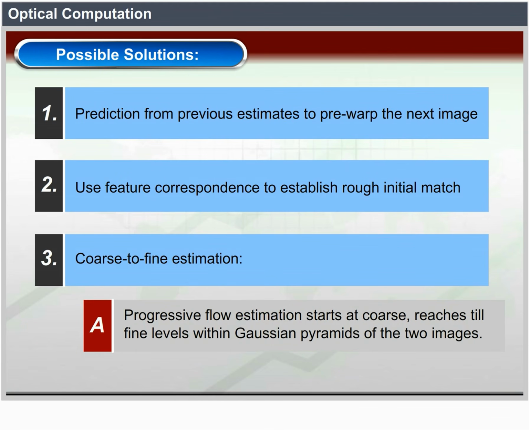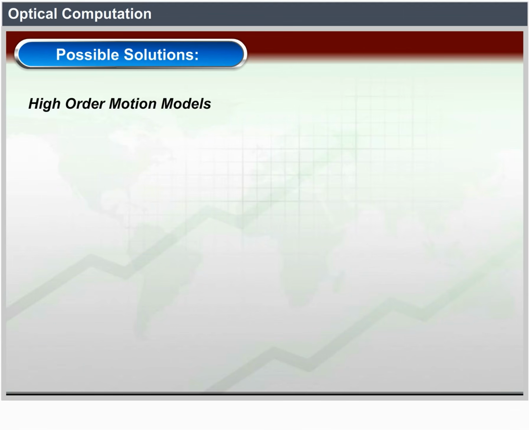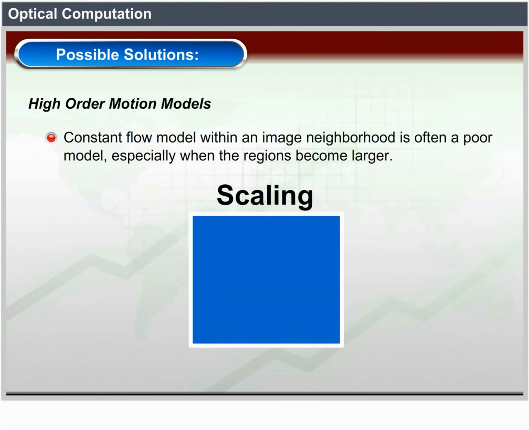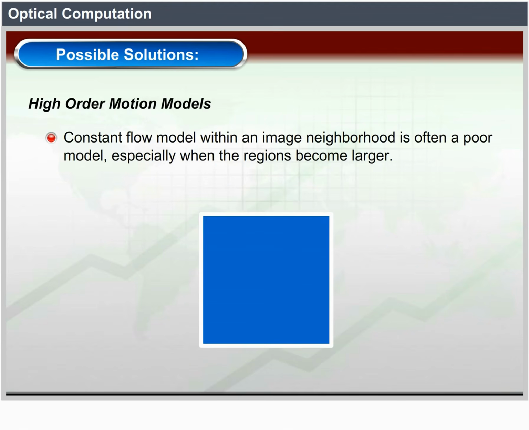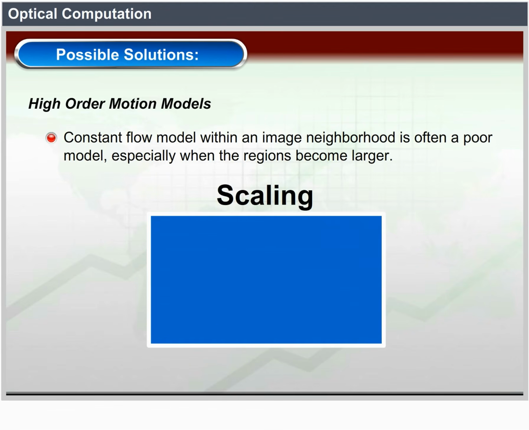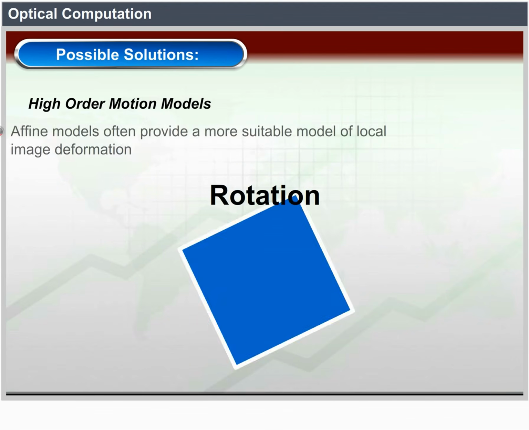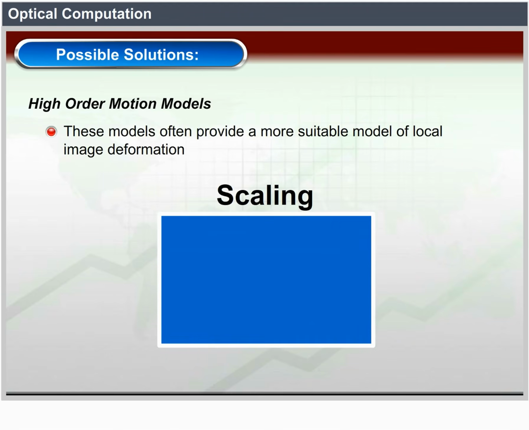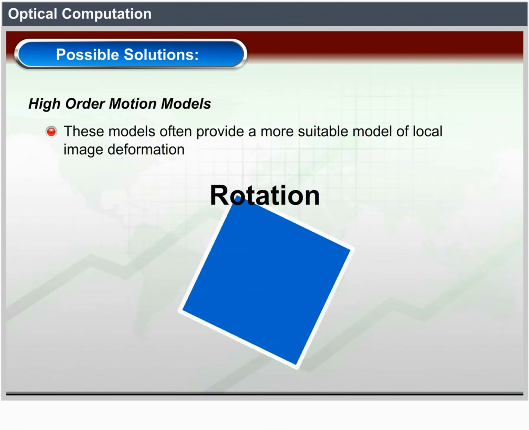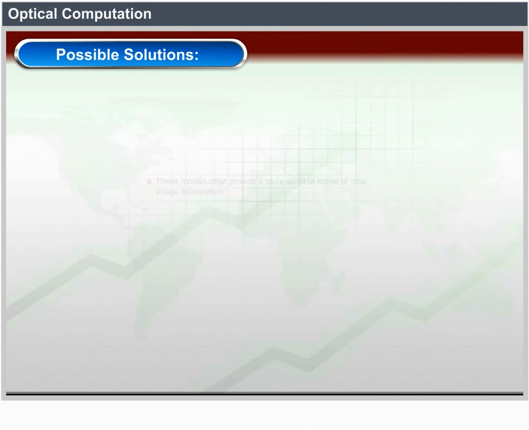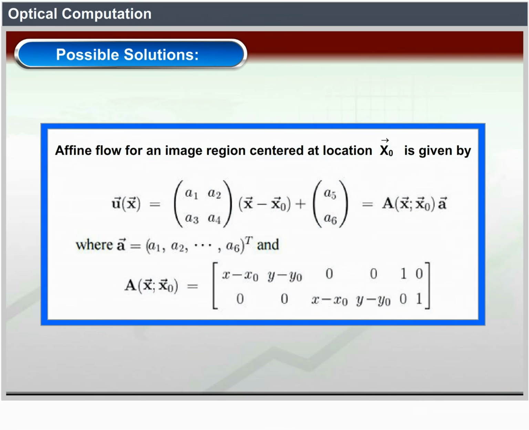High-order motion models. Constant flow model within an image neighborhood is often a poor model, especially when the regions become larger. These models often provide a more suitable model of local image deformation. Affine flow for an image region centered at location x0 vector is given by a vector equals a1, a2, up to a6, to the power of t, and then the gradient constraint becomes.